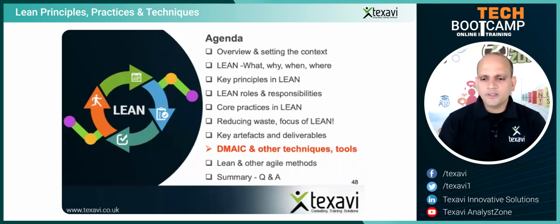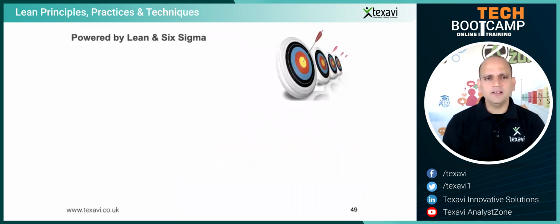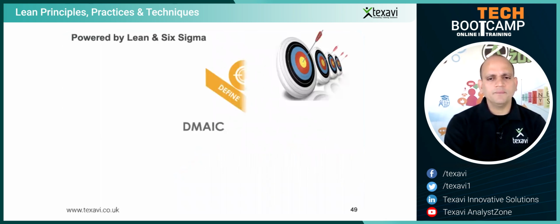We've got a few other things quickly to cover, and then that would actually bring us to the end of this. Very important, DMAIC is a very, very powerful Lean and Six Sigma tool and technique that we can really use practically. Quickly, I'll try and give you a gist of what it is and how it can be used.